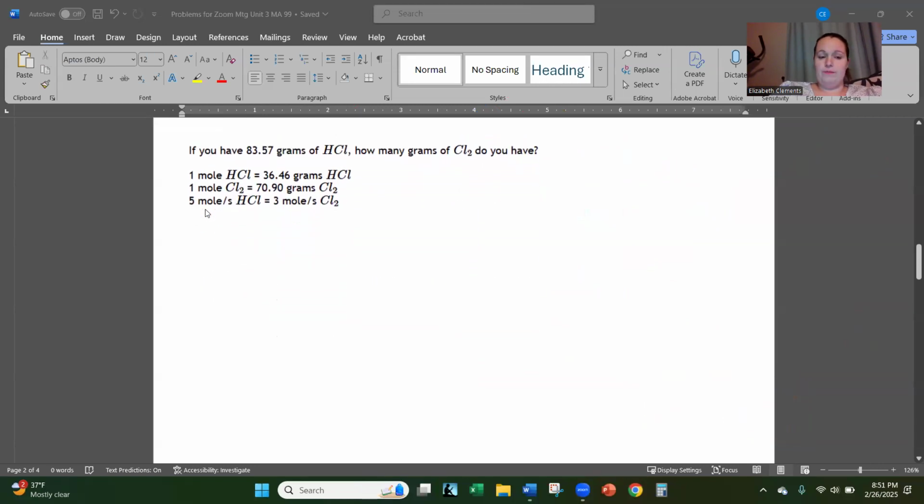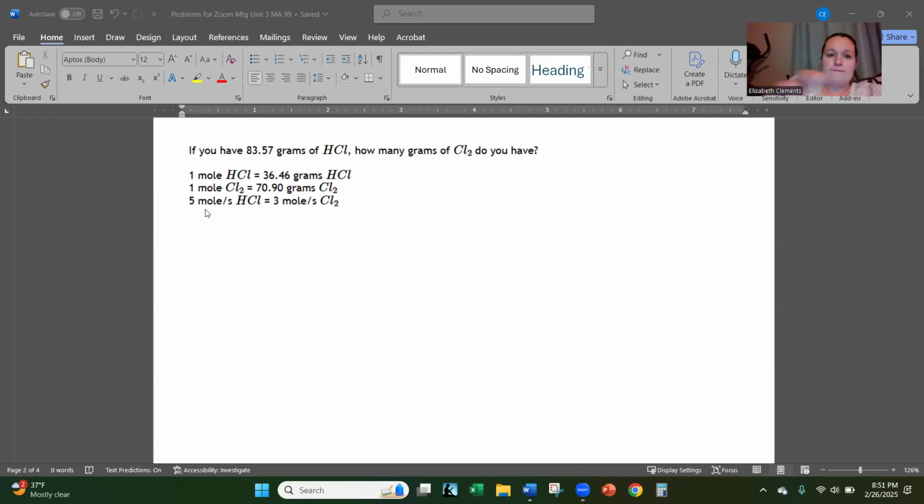Okay, so there are a lot of terms and units with this problem. You don't need to stress about what they mean. You don't need to stress about what moles or grams are, or what HCl and Cl2 are. What we're practicing here is conversions.